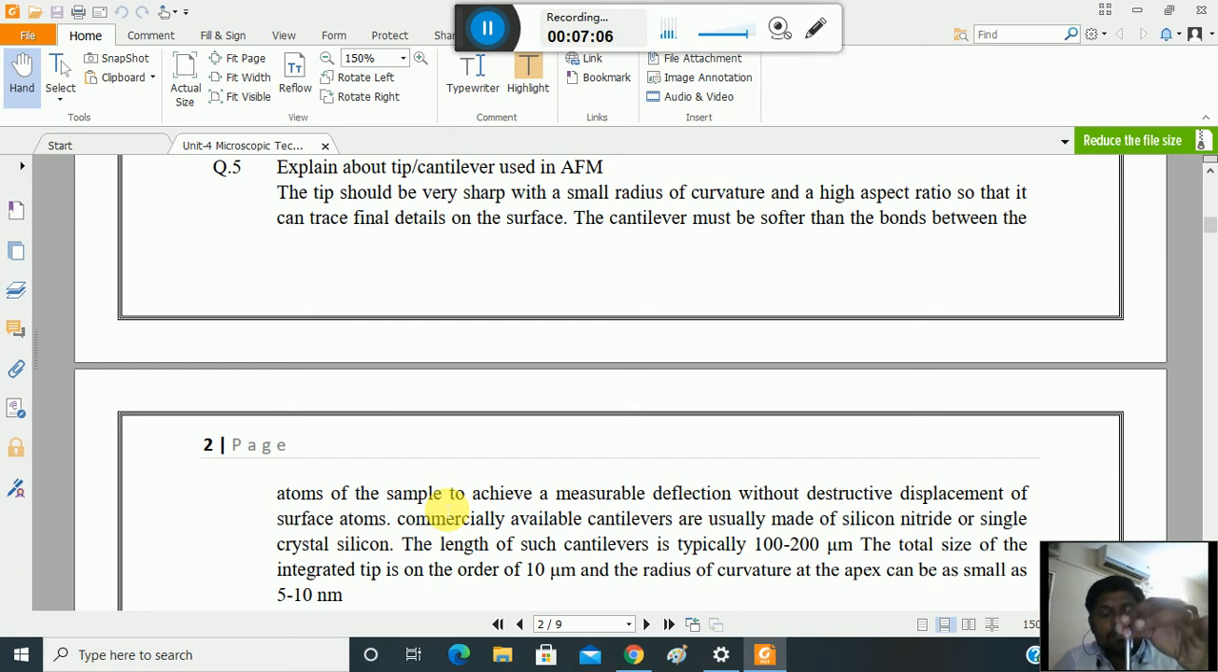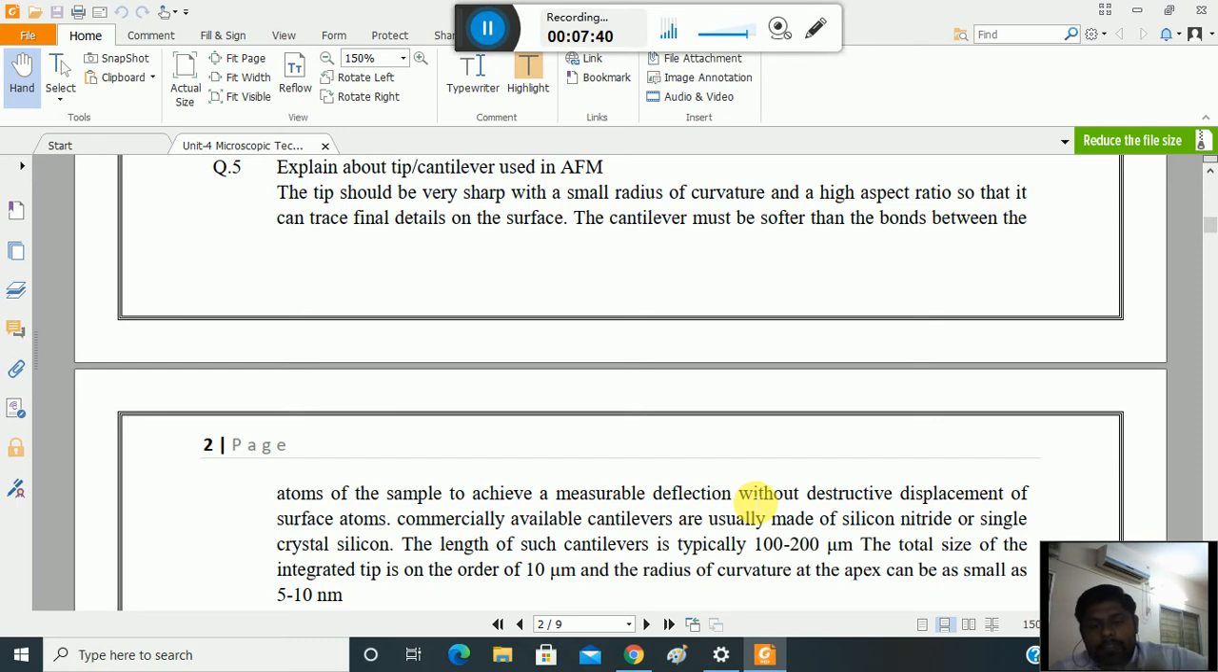If there is a force of attraction, then it moves towards the specimen. If there is a force of repulsion, then the tip moves away from the surface. That is the movement of the cantilever used in atomic force microscopy. So the tip or the cantilever is very sharp with a small radius of curvature and high aspect ratio, so that it can trace finer details on the surface. The cantilever must be softer than the bonds between the atoms of the sample to achieve a measurable deflection.